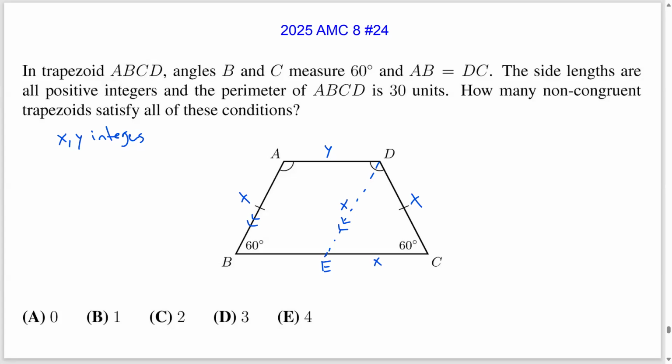this is going to imply that angle DEC is 60. Therefore, EDC is also 60. And triangle DEC is equilateral. This means that EC will be x, BE will be y, and therefore BC is equal to x plus y.